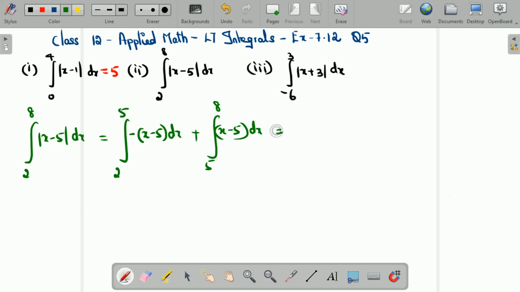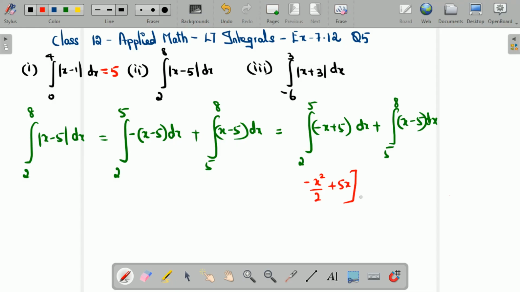Like in the last subdivision, I'm going to bring the negative sign inside. So it is integral 2 to 5 of minus x plus 5, that is getting integrated, plus integral 5 to 8 of x minus 5 dx. So now let's perform the actual integration. So this will become minus x squared by 2 plus 5x between the limits 2 to 5, and in the next case it is going to be x squared by 2 minus 5x between the limits 5 and 8.